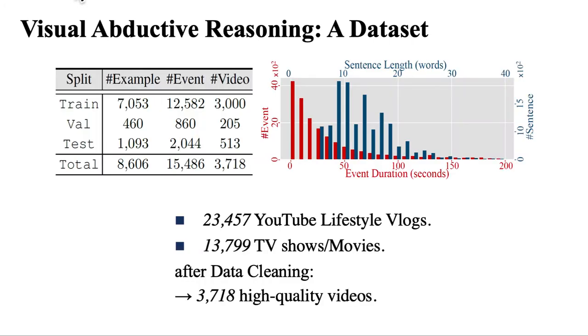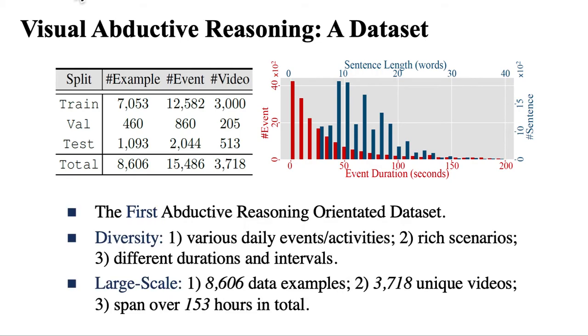In summary, from a large number of YouTube lifestyle vlogs, TV shows, and movie videos, we clean and select about 4,000 videos in total for further annotation, and result in the first large-scale dataset that is designed for VAR. It contains diverse cause-effect relations and abduction cases and covers over 8,000 examples in total.